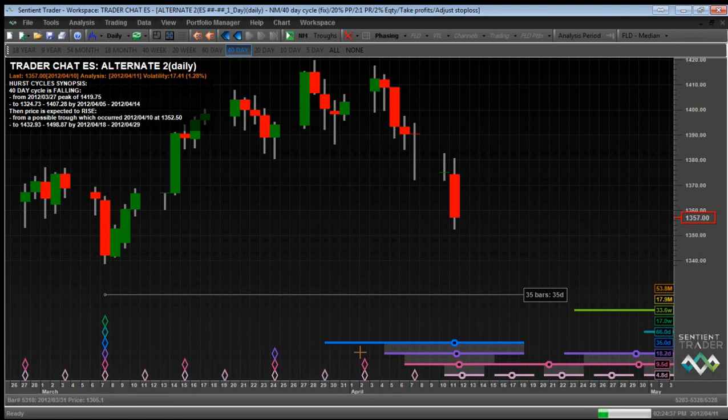Personally, I believe the 10-day cycle is also out of the question, although you could argue that you could trade the 10-day cycle. However, I think the shortest cycle that you could realistically trade with end-of-day data using Hurst cyclic principles is the 20-day cycle. Personally, I prefer to trade the 40-day cycle.